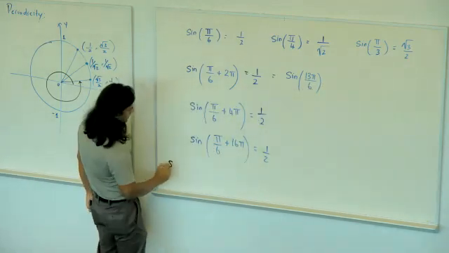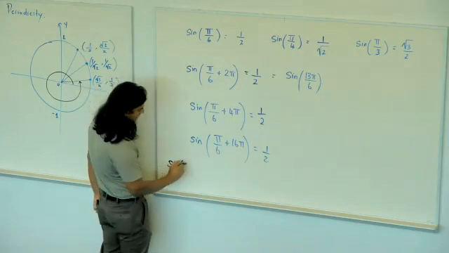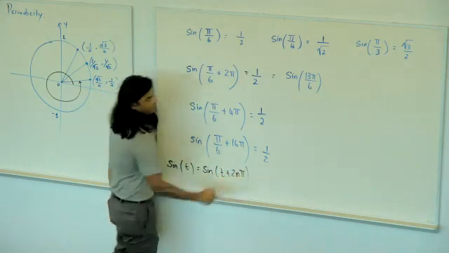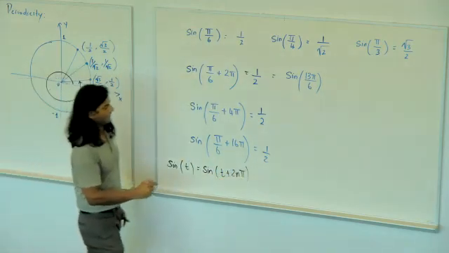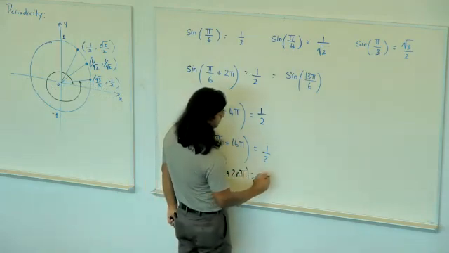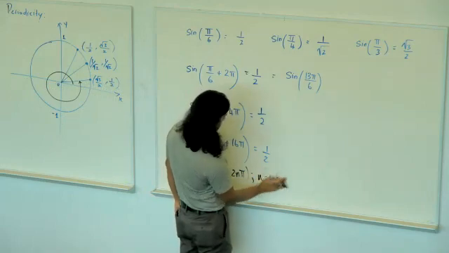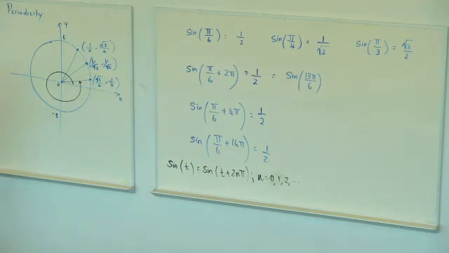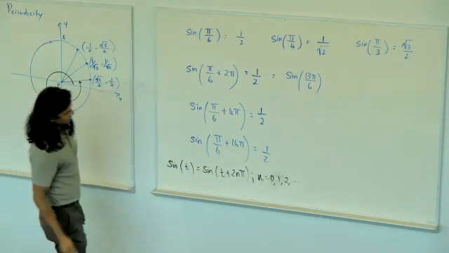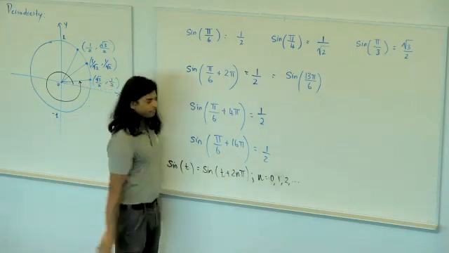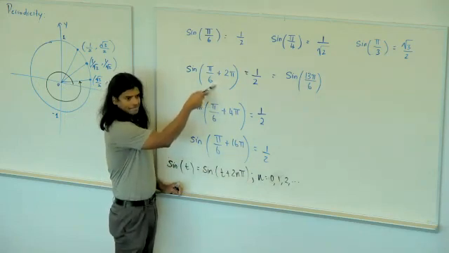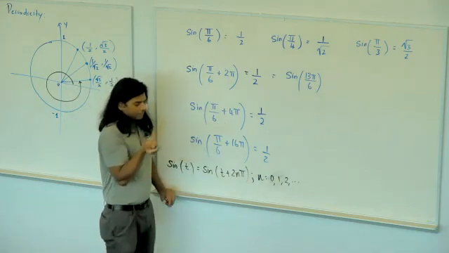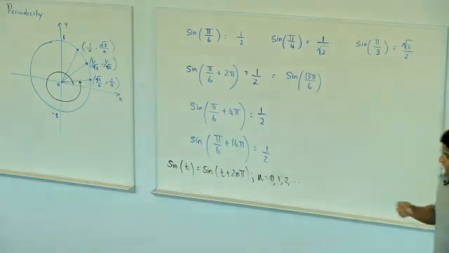In general, sine of some angle t is equal to sine of t plus 2n pi, where n is any whole number, including 0. So no matter what n you put, as long as it's a whole number, you would have sine t equals sine of t plus 2n pi. What is the value of n? 1, 2, 8. So n pretty much tells you the number of revolutions that you make after the first one.